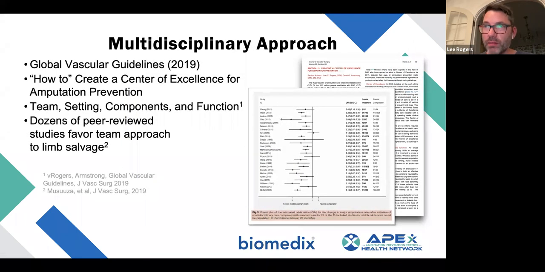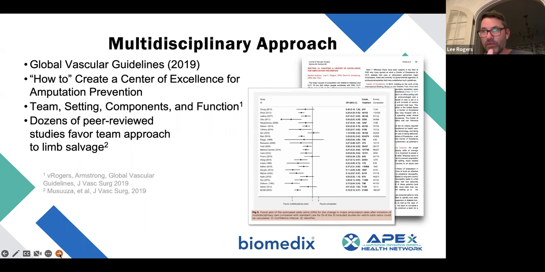So Dr. Jain talked about the multimodal approach. We wrote about this too, the multidisciplinary approach, and we put this in the global vascular guidelines on essentially how to create a center of excellence for amputation prevention. And we put this in context of the team, the setting, the components of what you need, and how the team's going to function. And there have been dozens of peer-reviewed studies that favor a team approach to limb salvage. And this isn't just podiatry and vascular or vascular interventionalists. This is the entire team.